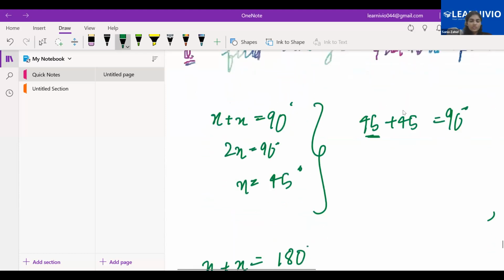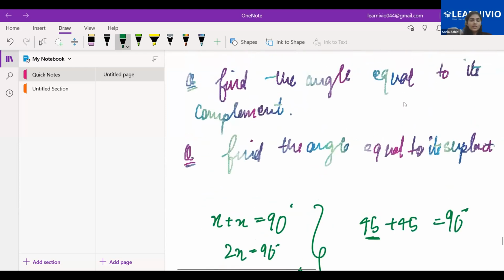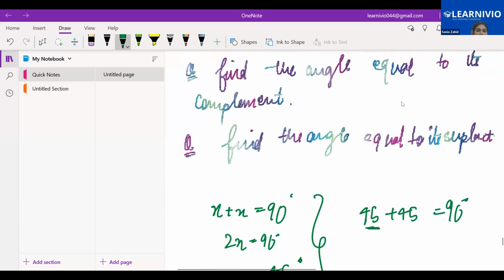Note the questions and write them down. It's important that you know such questions.